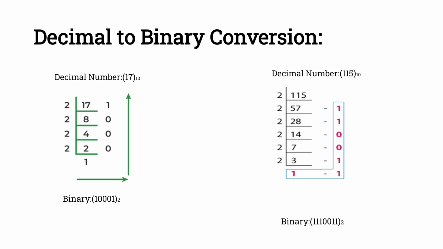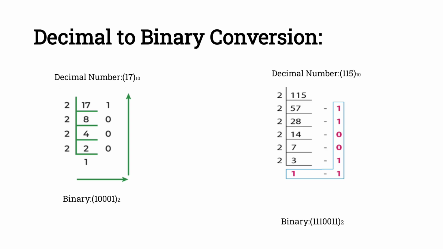The same thing we are going to follow for 115 with the base 10. Again, we are going to divide 115 by 2. So finally we are going to get the answer as 1110011. So the decimal number is converted into a binary number.